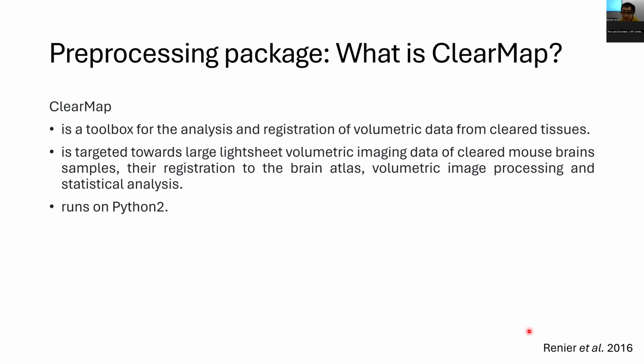Okay, so the next thing we will go into is what is ClearMap. As I said, ClearMap is a toolbox for the analysis and registration of volumetric data from cleared tissue. It was published in 2016. It came with a dataset doing c-Fos staining in the entire brain. So it was originally made to quantify c-Fos positive cells in the brain. And it also came with alignment and resampling functions. It's very close to what we do, so it's really easy for us to understand and use.